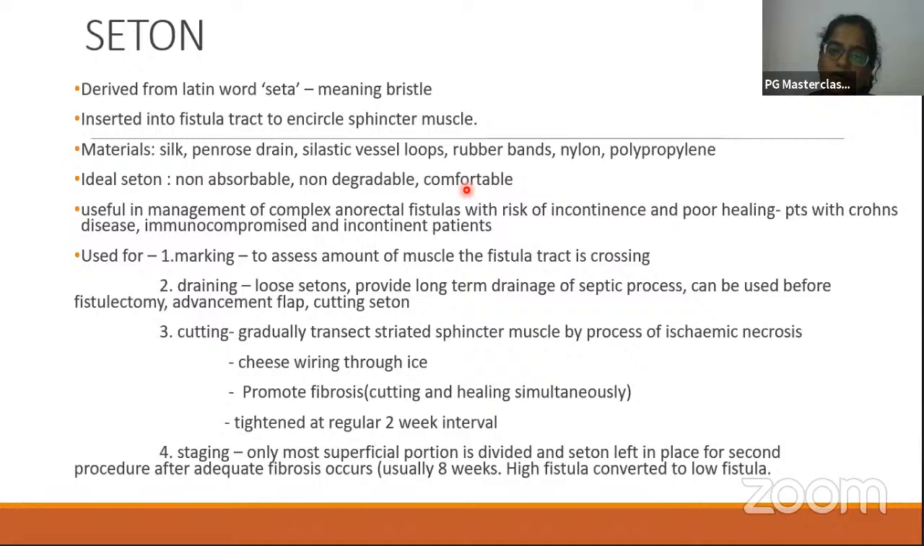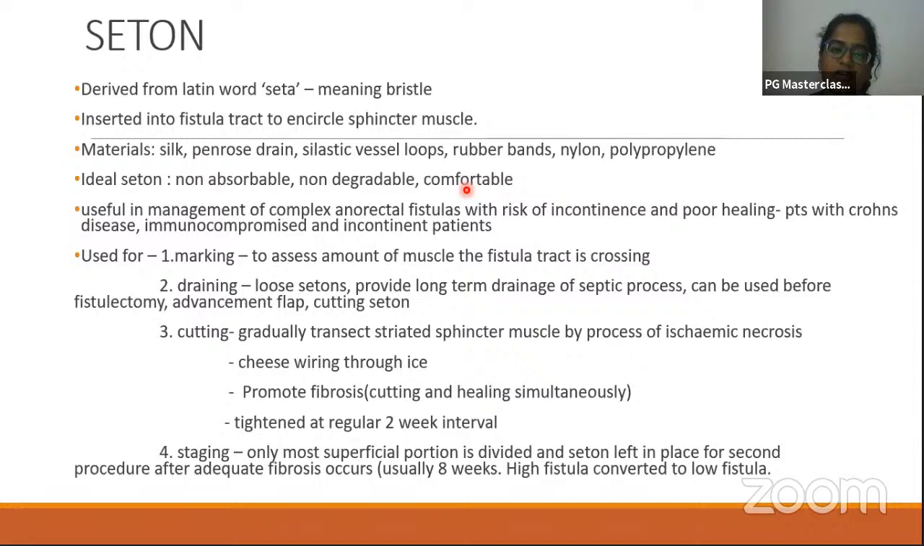A draining seton provides long-term drainage of pus. It can be used before several procedures, such as fistulectomy or advancement flap surgery, or cutting seton placement, to tide over the acute suppurative stage. Or it can be used in patients with Crohn's disease, or in patients with multiple tracts, where multiple draining setons can be kept for continuous drainage of pus.